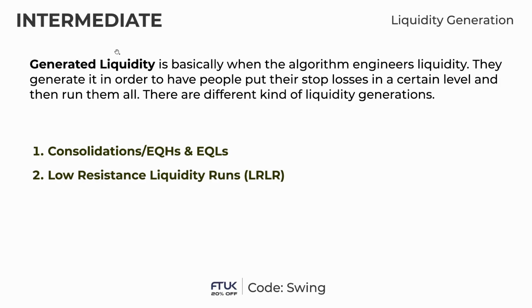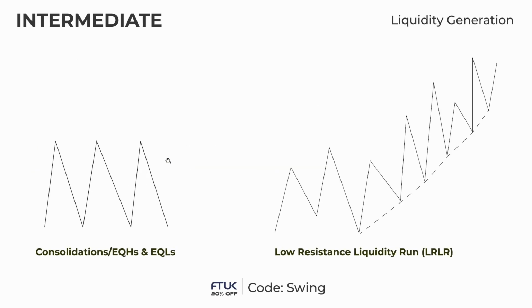Then the next is generated liquidity. This is also important. It is basically when the algo generates liquidity. They actually generate this in order to make people put stop losses on a certain level and then take them all out. So there are basically two types of liquidity generations. One is consolidations, equal highs and equal lows, and then low resistance liquidity runs. You might be familiar with this, but you may not be familiar with this one. So let's get into it.